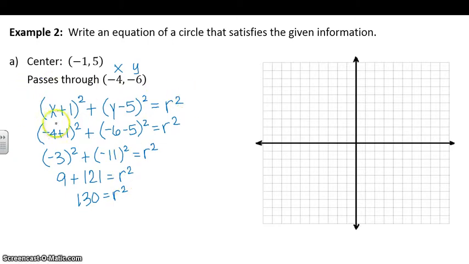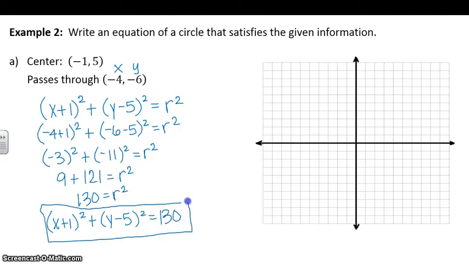So now you have enough to write your equation. So I go back up to what I had here. So (x + 1) squared plus (y - 5) squared equals this r squared, which is 130. So that's your equation, and that's all they asked you for this problem. Okay?